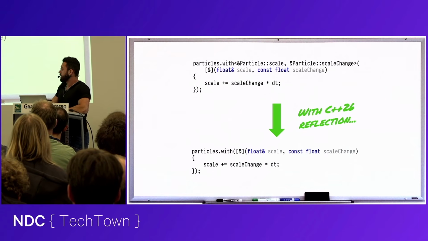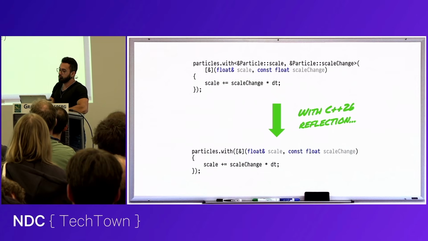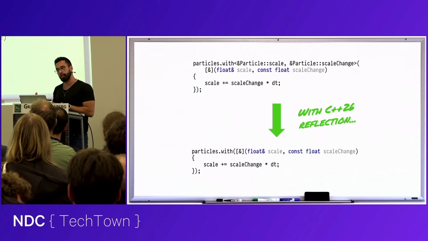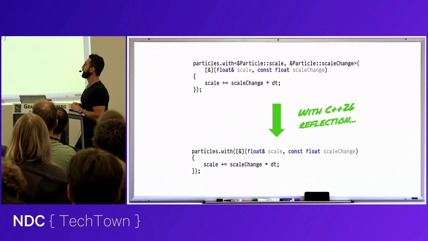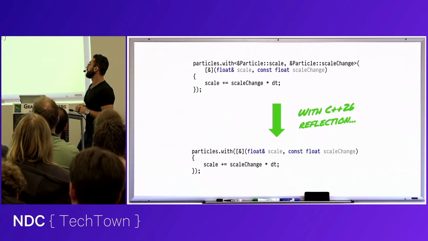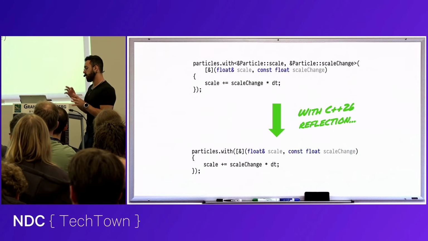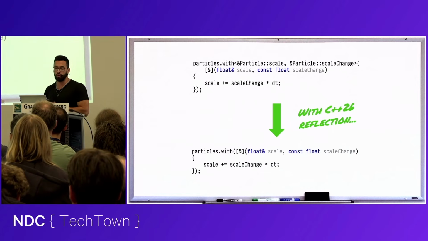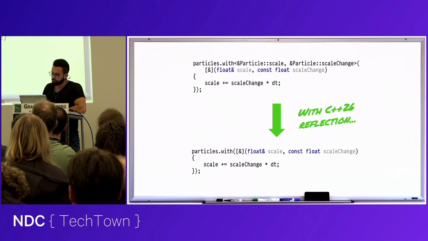There is a very good talk as it happens from Barry called Practical Reflection. It's not out yet, but when it comes out, I would advise you to take a look at it. He exactly deals with this problem of converting AOS to SOA, and he shows you how you can use C++26 for that and implement this API.